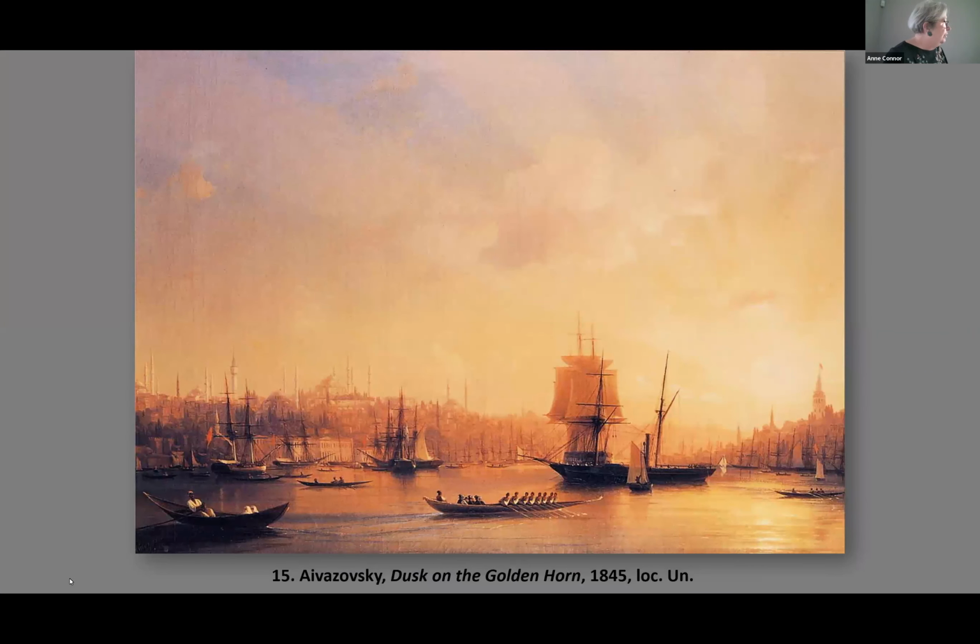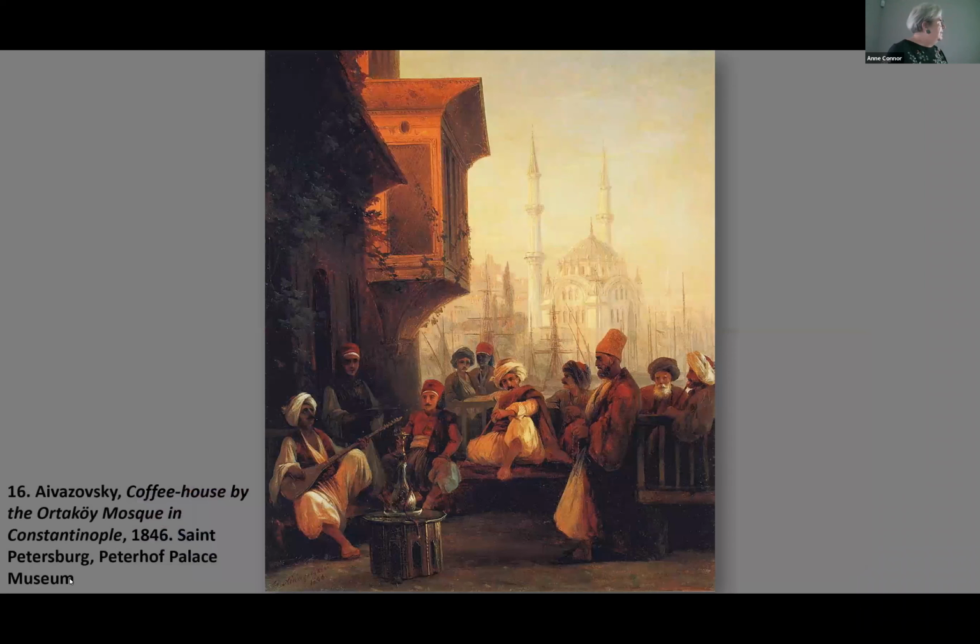Here's another view of the dusk on Golden Horn. Of course, at that time, you had these beautiful sailing ships that were giving that beautiful image, beautiful profile. And that's closer to the fish market. Here's a view of the coffee house by the Ortaköy Mosque that you see in the background. But again, giving you an idea of the life there.